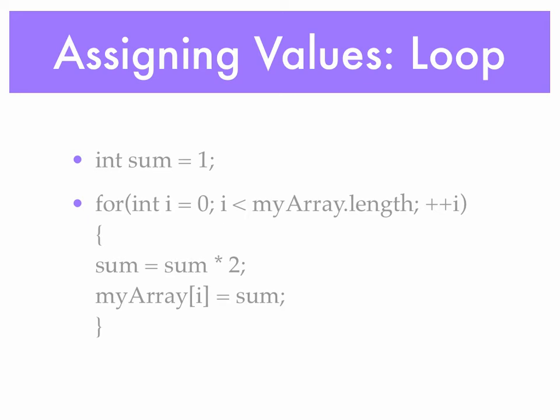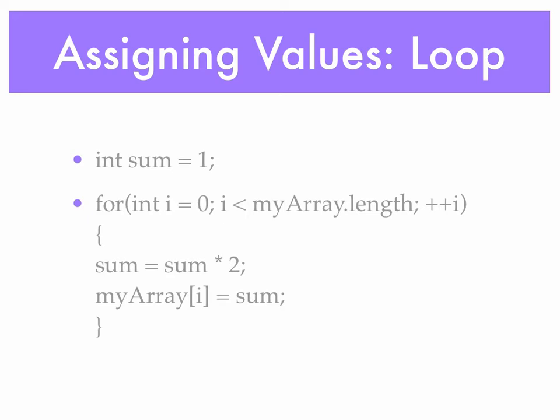So I've got this sum, give it a value of 1. I'm going to go into my loop. I'll have i given a value of 0. I'll test, is i less than myArray.length? Yes, it is. I go into my loop. I find the value of sum. I multiply it times 2. Sum is a value of 1. Multiply it times 2, put it into sum. So sum now holds a value of 2.